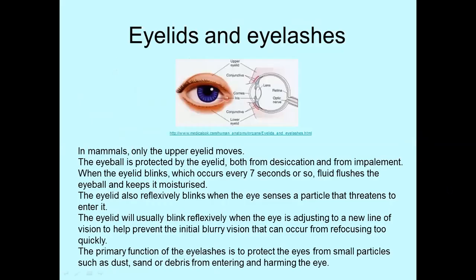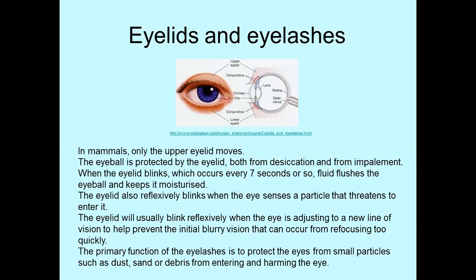So, quite interestingly, in mammals, only the upper eyelid moves. Try blinking, and then you'll realize it is only the upper eyelid that moves. It's not the lower. Whereas in things like reptiles, well, not snakes, because snakes don't have eyelids, and birds, both eyelids move. In our case, it's only the upper eyelid that moves. Okay. The eyelid protects the eyeball from desiccation and from things going into it, normally, hopefully.